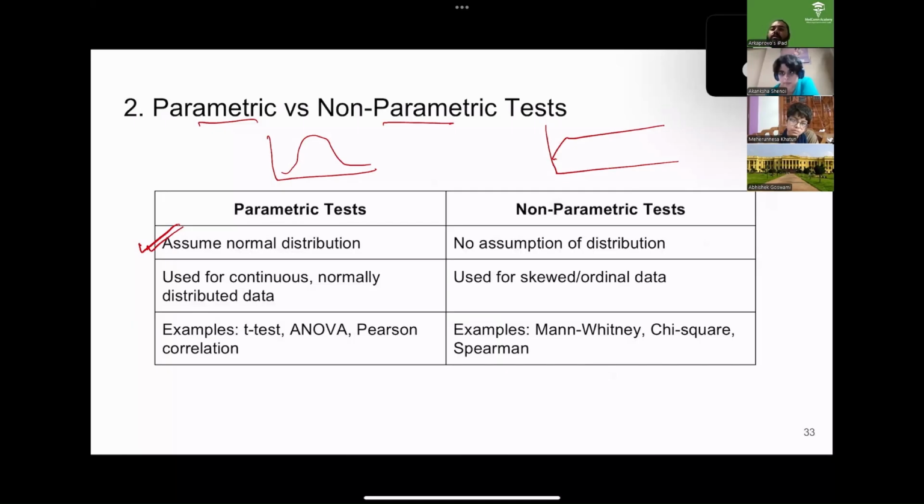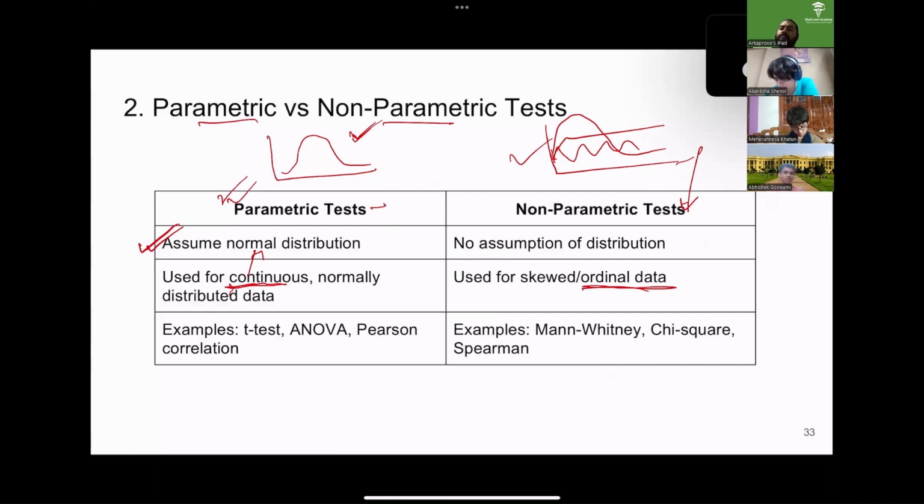Remember, I had given you the presentation in which all the other forms of distributions were there, right? So for any other form of distribution, you will assume non-parametric test, usually for the ordinal data. But when the data is continuous and normally distributed, that is, it fulfills all the criteria of normal curve, then you can apply the parametric test, right?